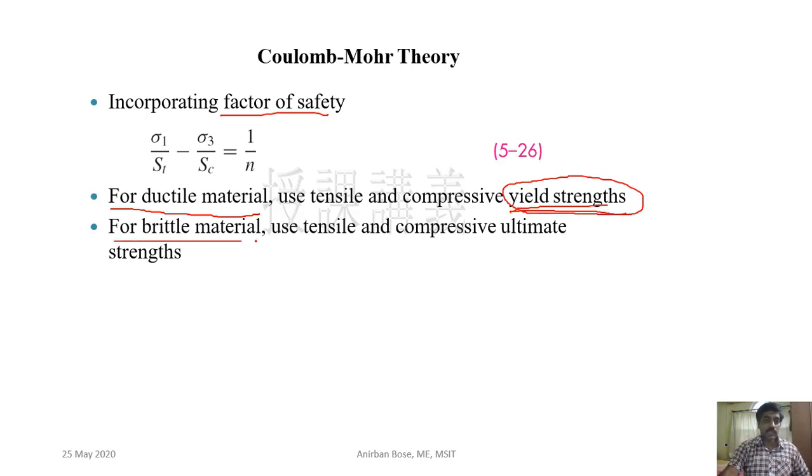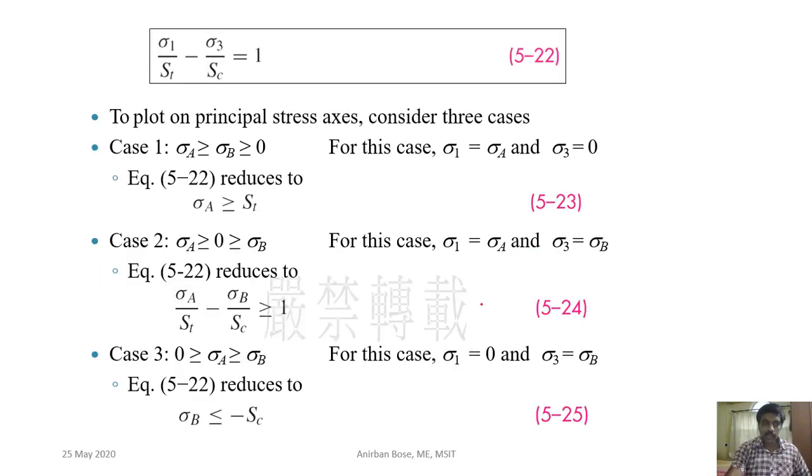For brittle materials, this Coulomb Mohr theory is also applicable, but in that case, instead of yield strength we have to use the ultimate strength, because in case of brittle material there is no specific yield strength. In that case we have to use the ultimate strength as the design criteria. So here you can see this is the criteria.